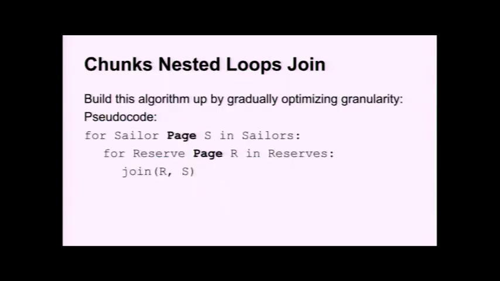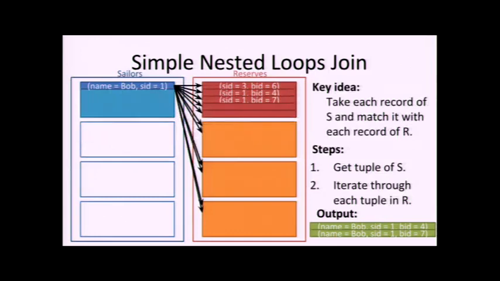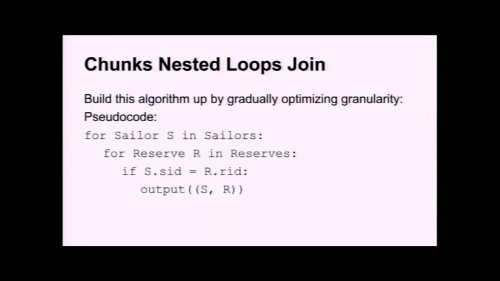But remember, yes. This is simple nested loops join. Yeah. So in general, I'm talking about chunk nested loops join, but you're correct. This algorithm is exactly simple nested loops join. I'll edit this later to clarify. Going through each and every tuple in our relation, that's simple nested loops join.